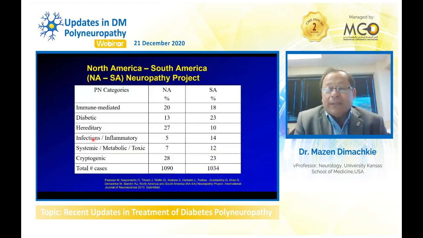When we did this study comparing causes of neuropathy, this is a biased review because it is at large academic centers from North America and South America. There were about 1,000 patients in each of those subgroups, and diabetes was a big one, a leading cause. But this is from an academic medical center standpoint.